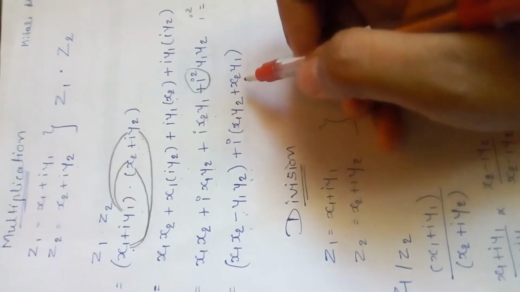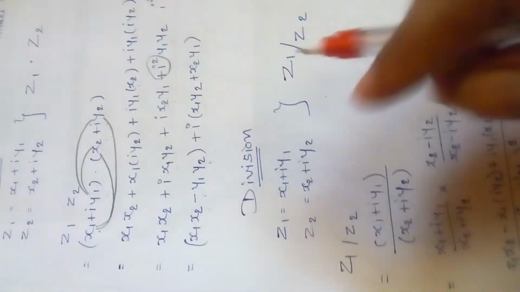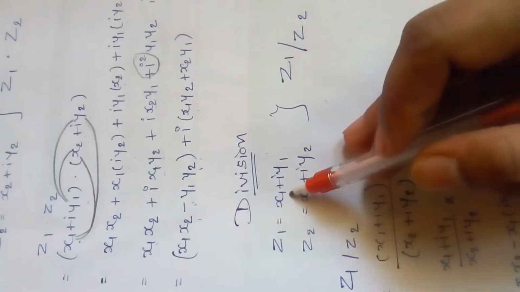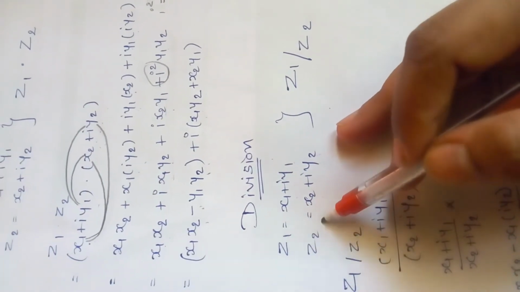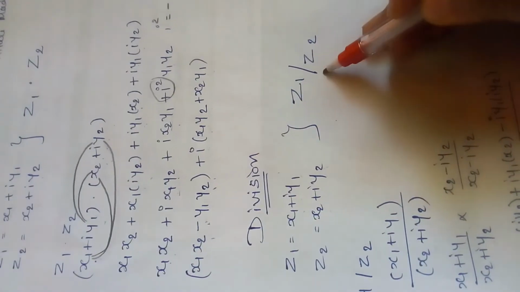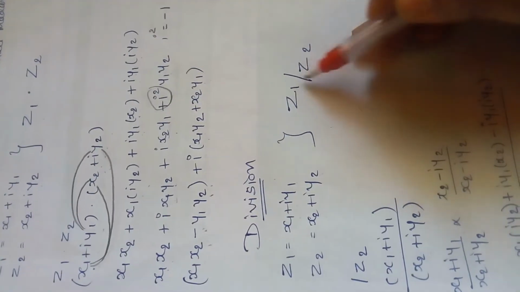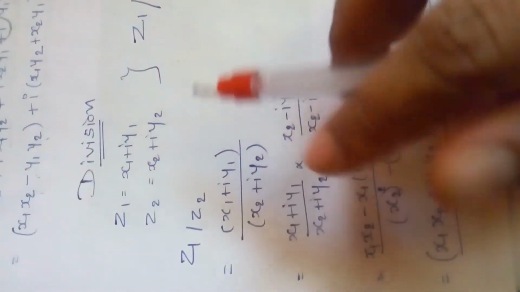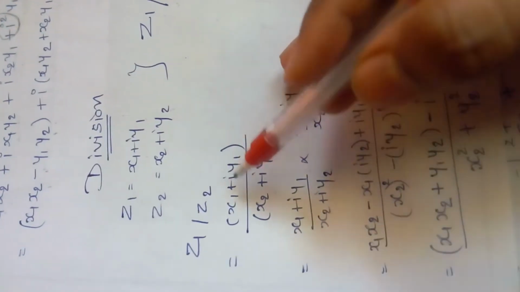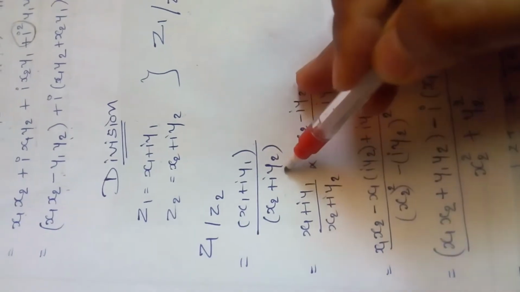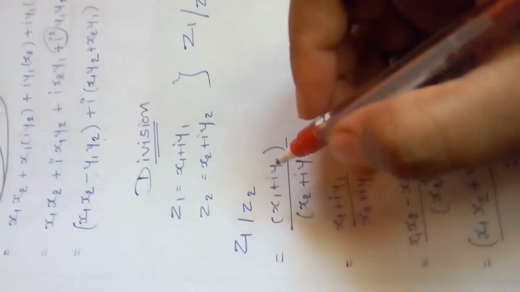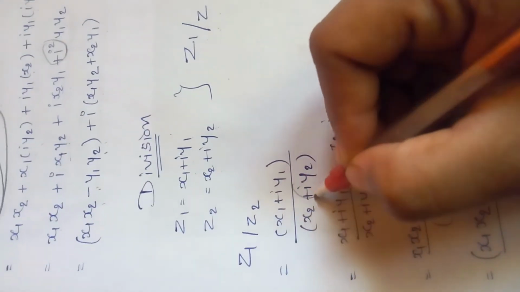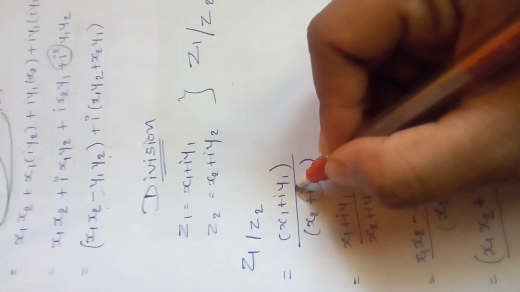Division is very simple too. If we take x1 plus iy1 and x2 plus iy2 as Z1 and Z2, then the division can be denoted as Z1 divided by Z2. If we put the values, x1 plus iy1 is in the numerator and x2 plus iy2 in the denominator. Here we need to understand that i is in the denominator.